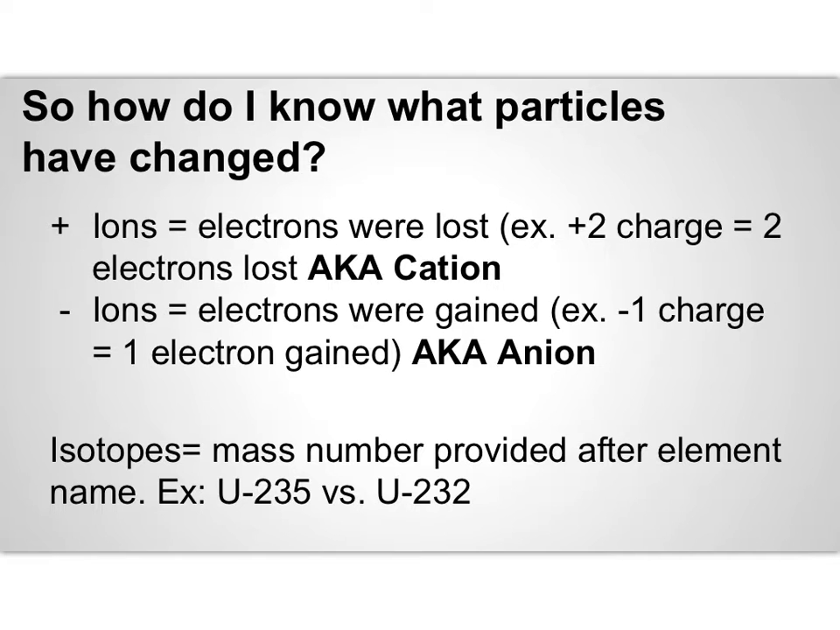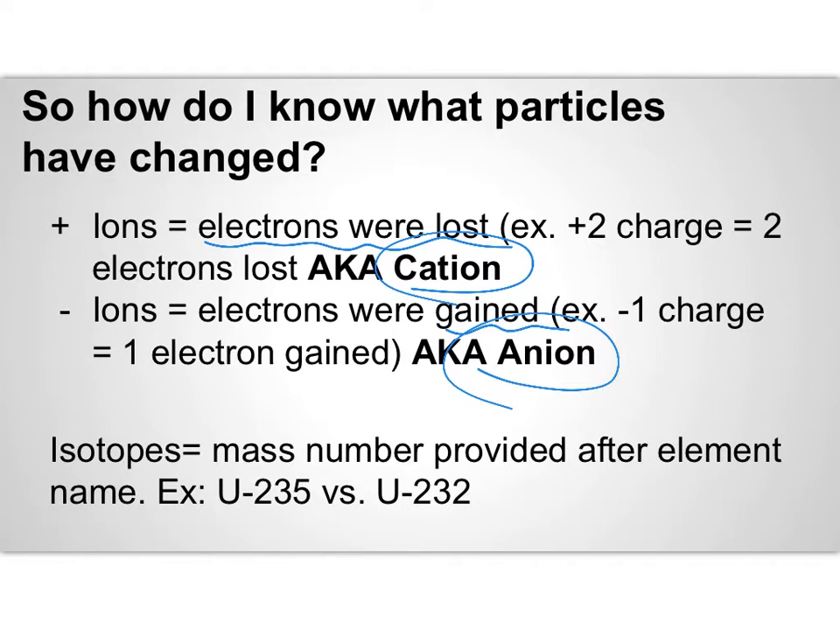So if we know that we have changed the number of electrons, if we've lost any electrons, we call that a cation. If we've gained any electrons, we call that an anion. Again, kind of funky stuff. You don't really need to worry about that. You just pretty much need to know how to get the charge.